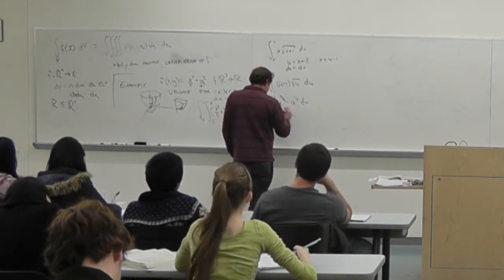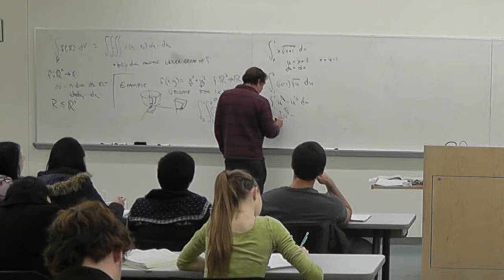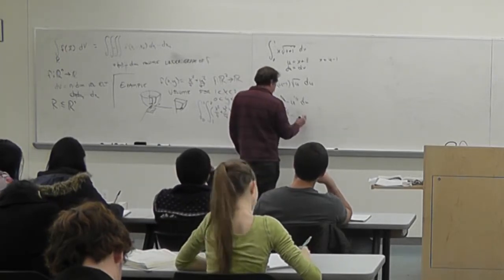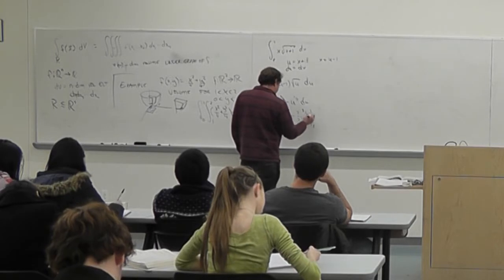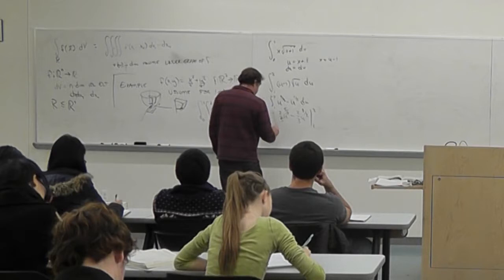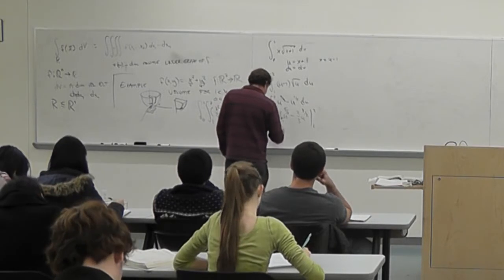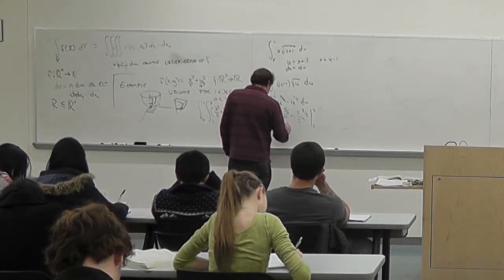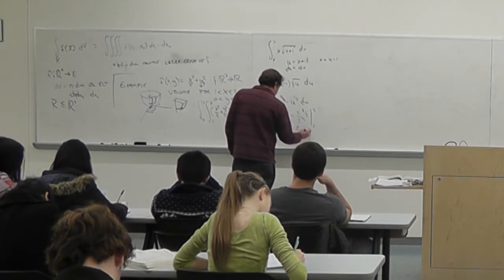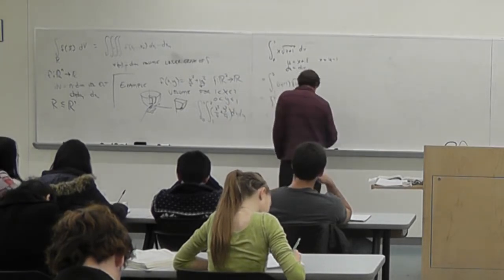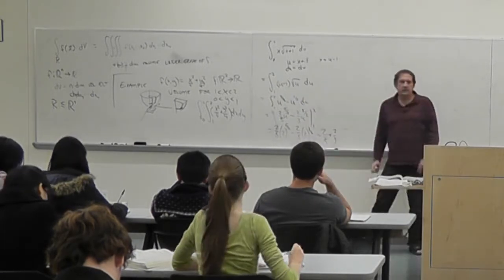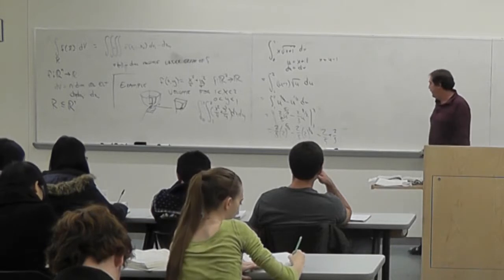u to the 5 halves, 2 fifths, that's a 5 halves, and 2 thirds u to the 3 halves, evaluated from 1 to 2, is some number. 2 fifths times 2 to the 5 halves, minus 2 thirds times 2 to the 3 halves, and so on. It's some number. So we can do that, okay, fine.